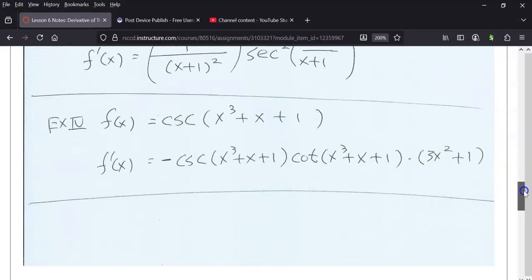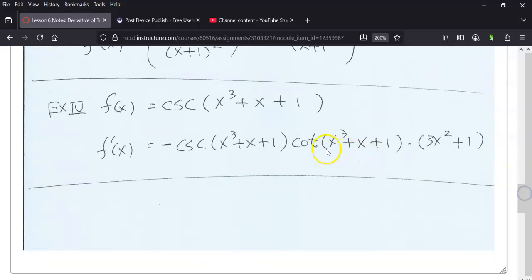Okay, here's another example for cosecant. We know the derivative of cosecant is negative cosecant cotangent. So negative cosecant right here, cotangent of x cubed plus x plus 1. Then the derivative of what's inside here is 3x squared plus 1.